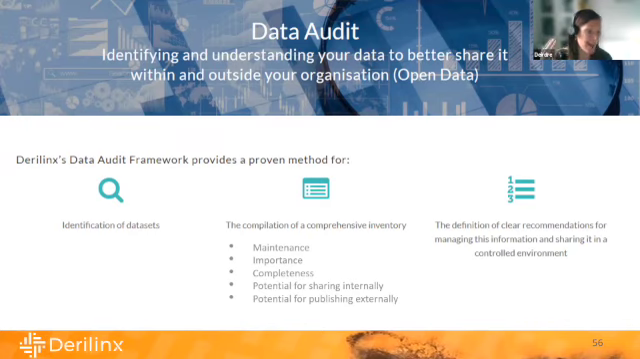Or its potential for sharing externally as open data, and that might be no bother, straight away. It's some trends that are ready to go, or actually no, maybe it contains critical information for competitive reasons, or of course personal reasons, and it would have to be aggregated or made de-identifiable before it could potentially be published externally. And then to define clear recommendations for sharing that information in a controlled environment, and that stands either internally or as open data.